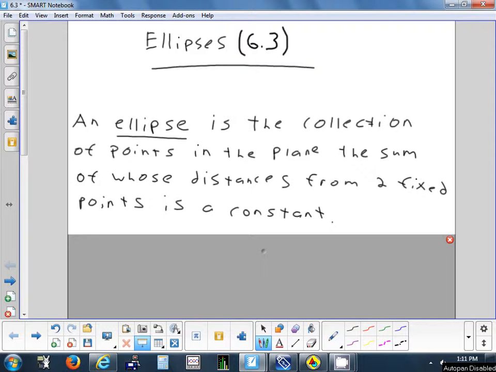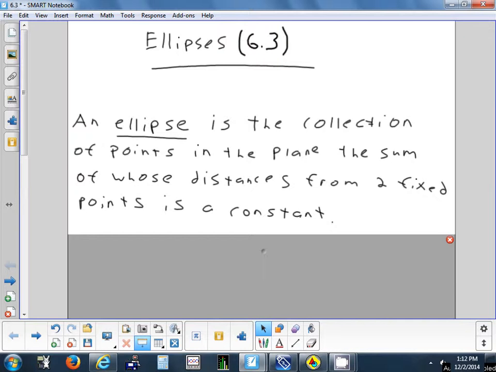Okay, so again, an ellipse is a collection of points in the plane, the sum of whose distances from two fixed points always comes out constant. So it's kind of similar to a circle. In a circle, we'd say it's a collection of points in the plane such that all the points are equidistant from a center point. So a circle is really based off one center point. Well, an ellipse is based off of having 2 points, 2 special points.